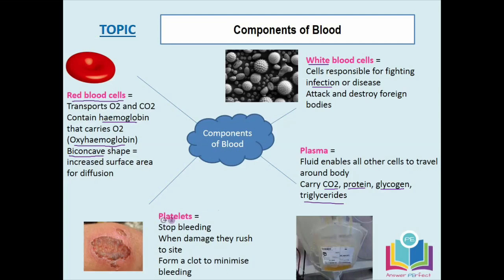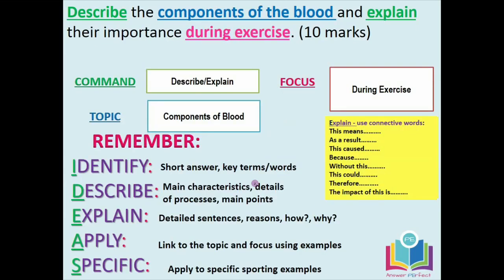Then we've got platelets. Now you might find this picture a little bit squeamish, but yes, it is a scab. Platelets go around in the blood and they help to form a clot, and obviously a scab when it's dry, and their job is to stop or minimize bleeding, not just on the outside on skin, internally as well. Some hormones are released when damage occurs, and so they know that they need to rush to that site to form that clot to minimize that bleeding. It's very, very clever.